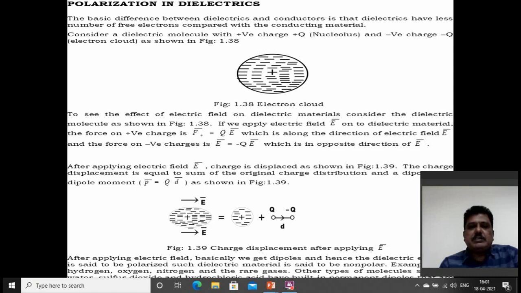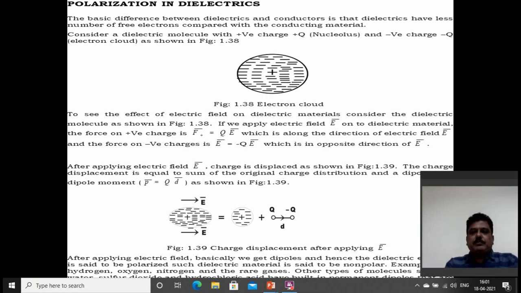The charge displacement is equal to the sum of the original charge distribution and a dipole moment P bar equal to Q D bar, as shown in the figure. A dipole is defined as two equal charges with opposite signs displaced by a small distance, as shown in the figure. After applying the electric field, we basically get dipoles, and hence the dielectric material is said to be polarized. Such dielectric material is said to be non-polar.